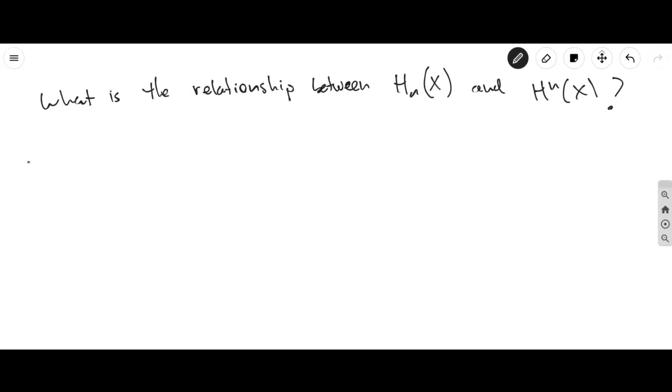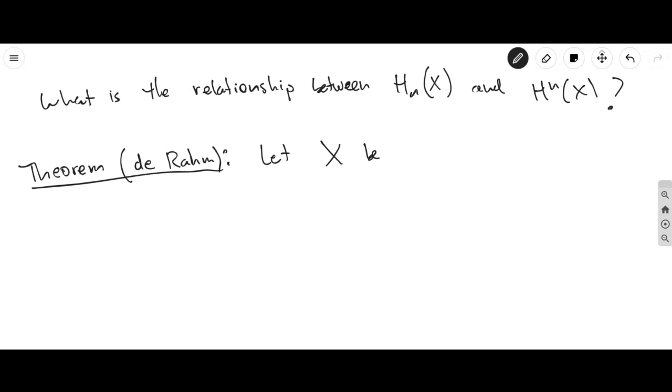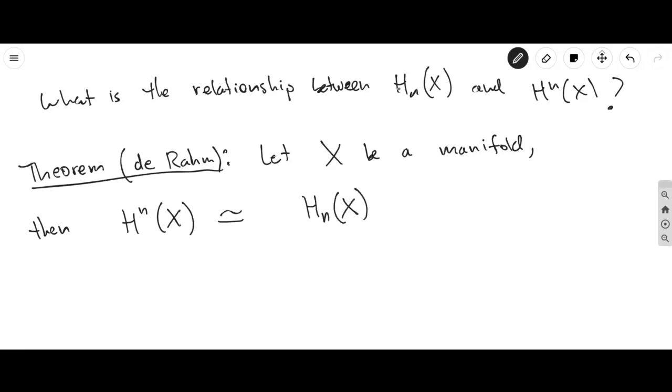So here's the theorem. And this is the de Rham theorem. Let X be a manifold. We do not care what dimension it has, but it's some manifold. Then the cohomology of X is isomorphic to, now you cannot say it's isomorphic to the homology of X.